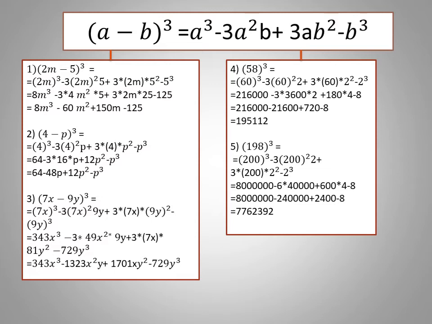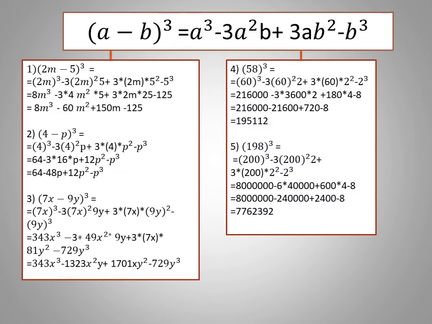1,95,112. Now sum number 5, 198 raised to 3. 198, which is the tens multiple near to that? We want to use the subtraction formula. Then the greater number you want to find for 198, which is it? 200, correct. Then 200 minus 2 means you get 198. Therefore, 200 cube.